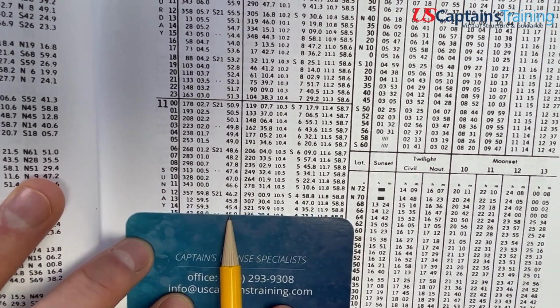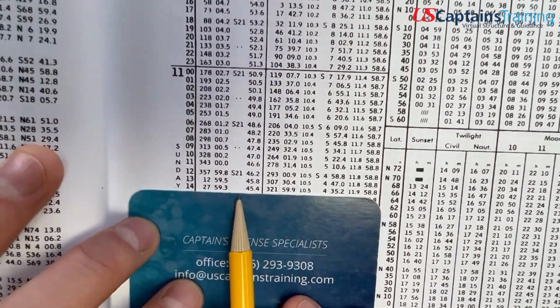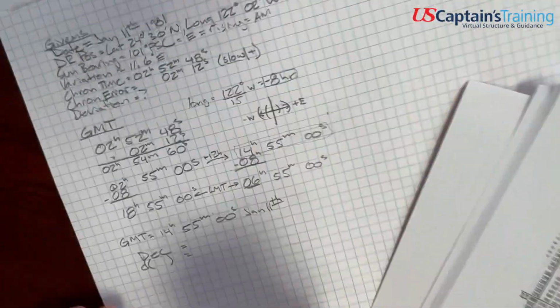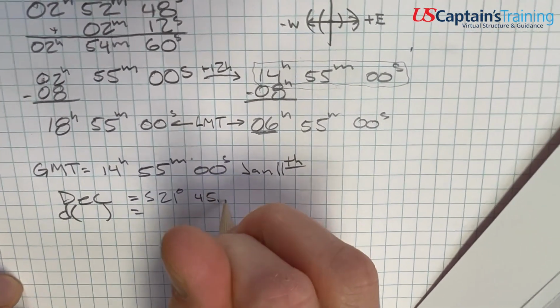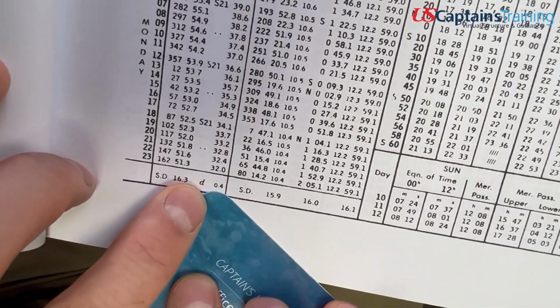So south 21, 45.4, and is it getting bigger or smaller as we go down? Smaller. So we're south 21, 45.4, getting smaller. Now what's our D value? The D value is down here. The D value is 0.4.